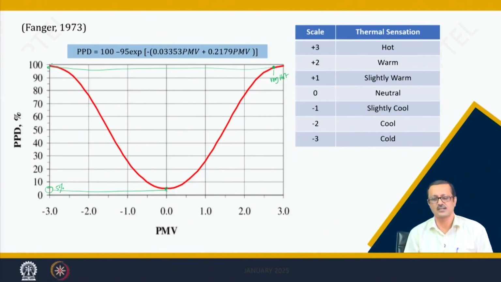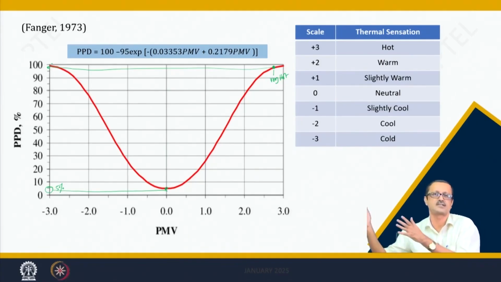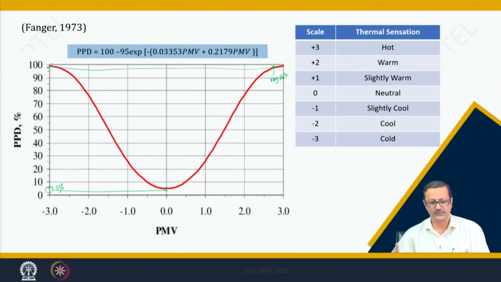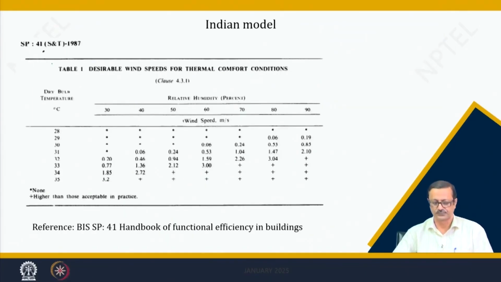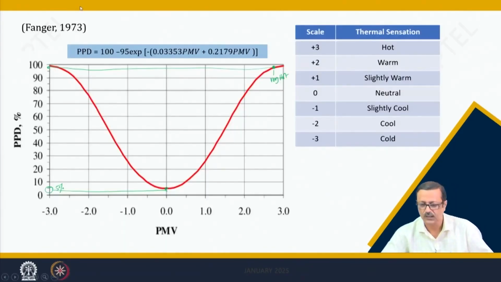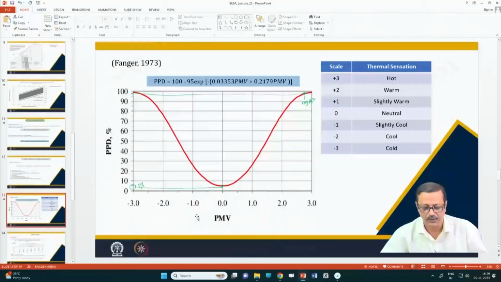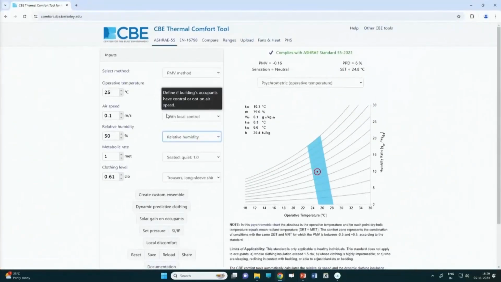So, it is a very interesting curve, and over the years, after a lot of research and down the timeline, it has been rectified or modified for different types of scenarios, but this is one of the baselines we can think of. Before we go to the next one, we will see this website, the Berkeley Center for the Built Environment thermal comfort tool.